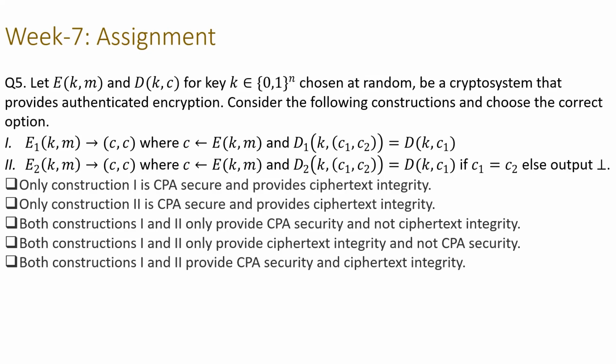There are two modified constructions given. The first one says: modified encryption algorithm E1, taking key K and plaintext M, maps to ciphertext (C, C), where C is the encryption of M using key K with the basic encryption scheme E. That is the encryption algorithm. And decryption takes the ciphertext (C1, C2) using the key K. It just decrypts using the basic decryption algorithm with key K and ciphertext C1.